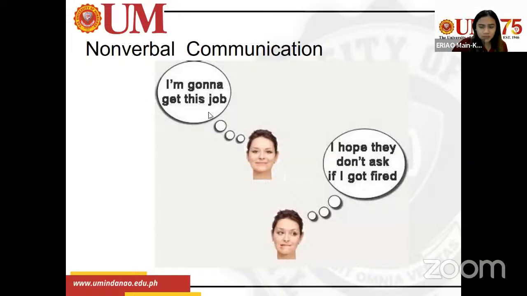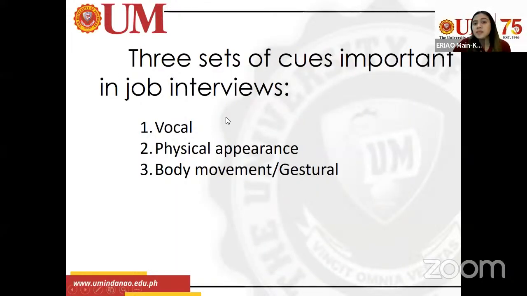There are 3 sets of cues that are important in job interviews. The first one is your vocal, next is your physical appearance, and then your body movement or your gestures. The vocal is the delivery of your speech. Next is your physical appearance, the way that you look. And last is your body movement, the little things that you are doing, like fidgeting or keeping on scratching your hand. Those things also form part of what your interviewer will be looking at.